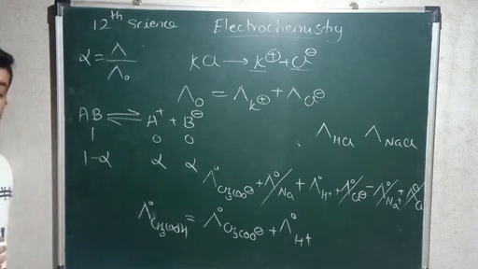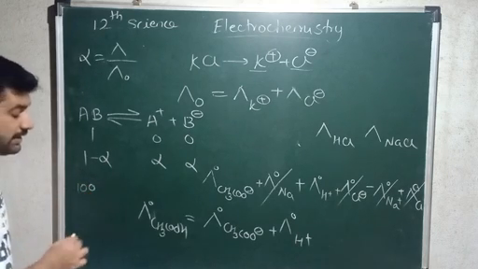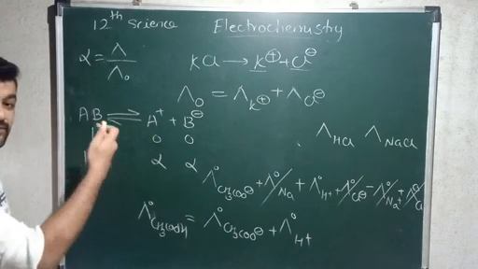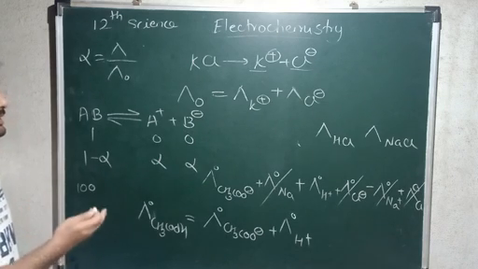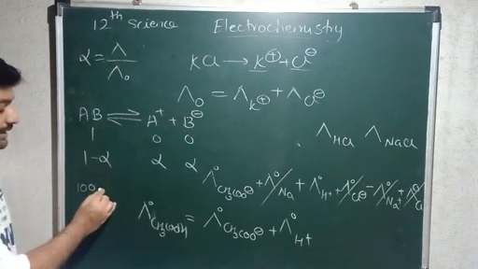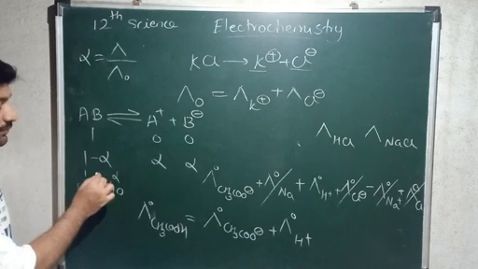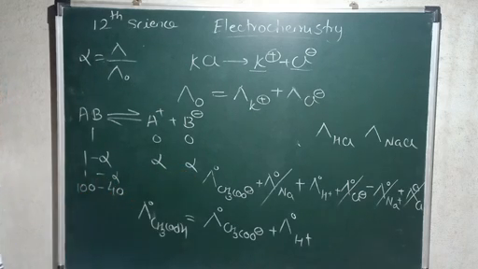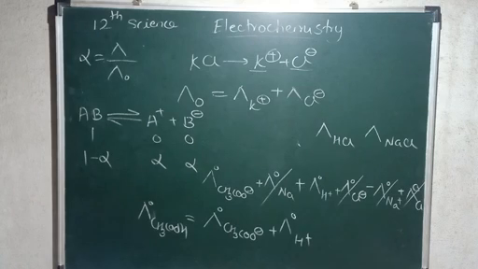That means what? If we are having 100 couples, from them only 40 A plus and 40 B minus, means 40 boys and 40 girls were separated. That means we can write over here 100 minus 40. So 40 is alpha, 100 is nothing but 1. So 1 minus alpha will tell you that 40 boys and 40 girls were formed. In the same way, we have written this as 1 minus alpha depending upon the degree of dissociation.